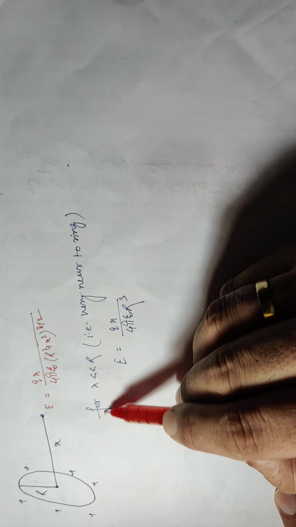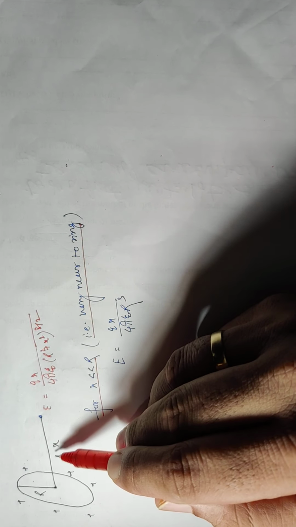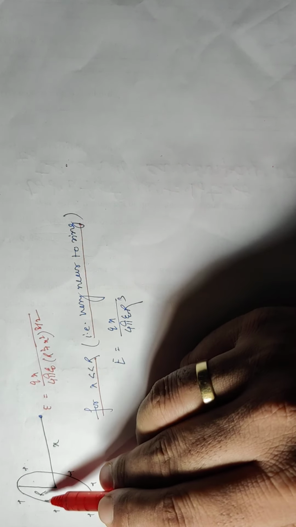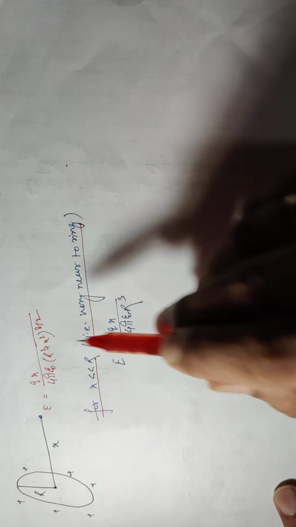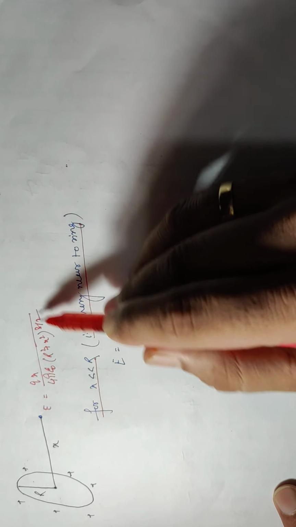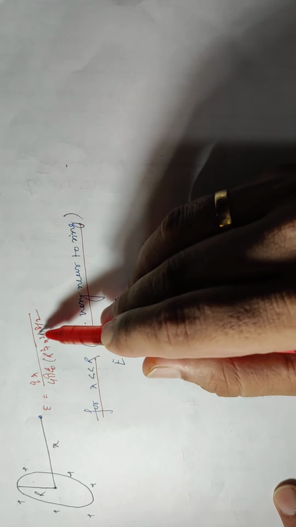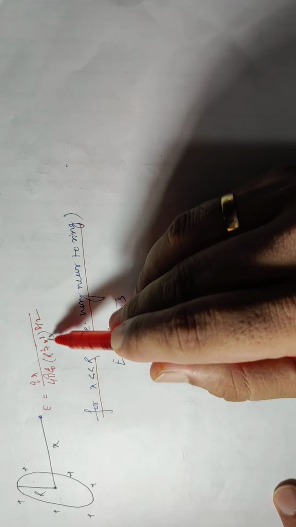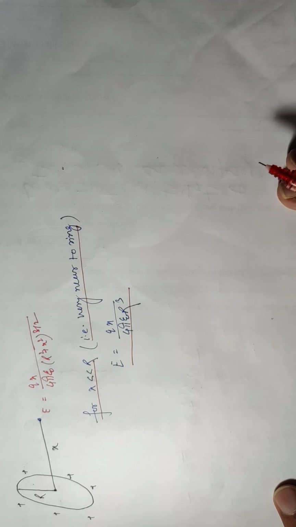Now for x much less than r, that is, if we are very near to the ring, obviously x is very small in comparison to r. So if x is much smaller than r, we can definitely neglect x in this expression, but only in addition and subtraction, not in multiplication. So neglecting x in addition and subtraction, what will we get? We will get this expression finally.